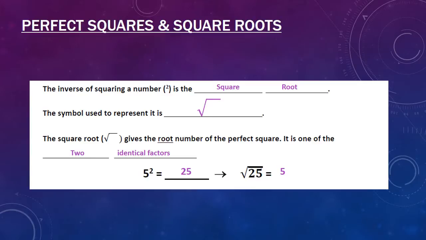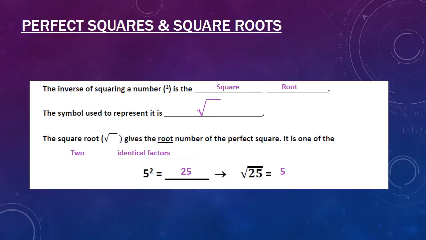The inverse of squaring a number is the square root. So remember I said that perfect squares and square roots are the opposite, or inverse, of each other. The symbol we use to represent square root is this funny looking thing. It looks almost like division, but it's got a little foot coming off of it. That is called a square root symbol.